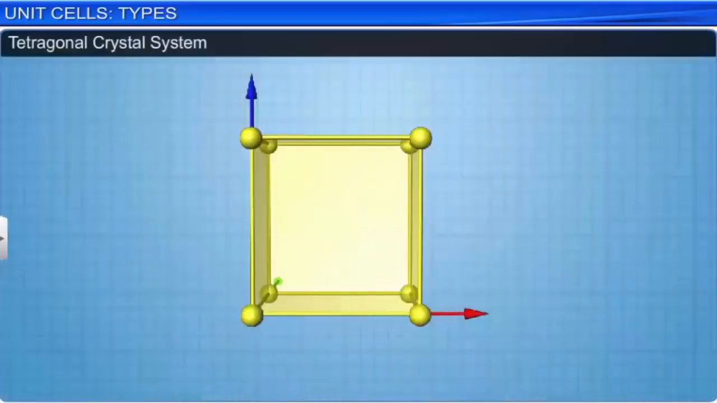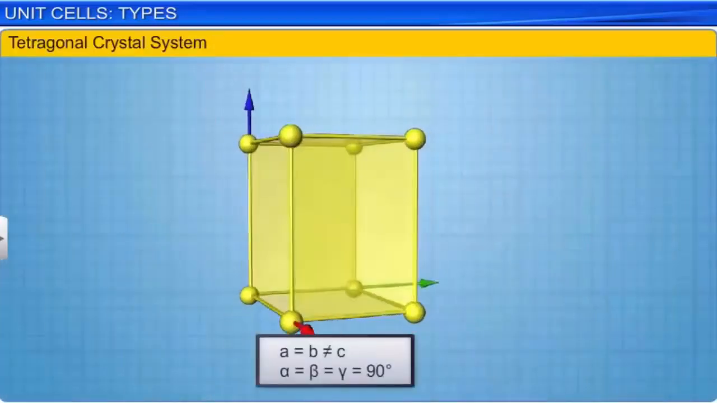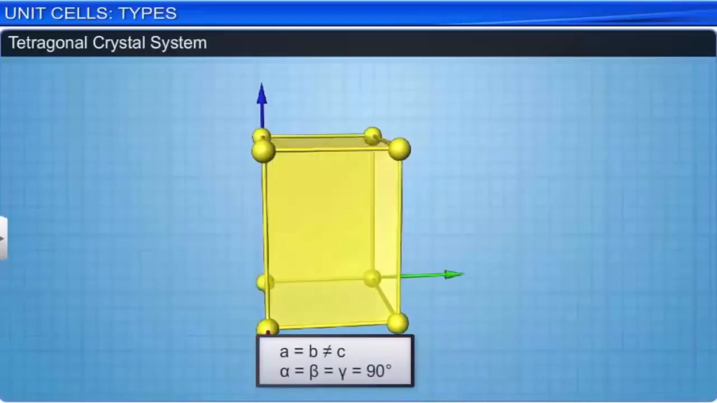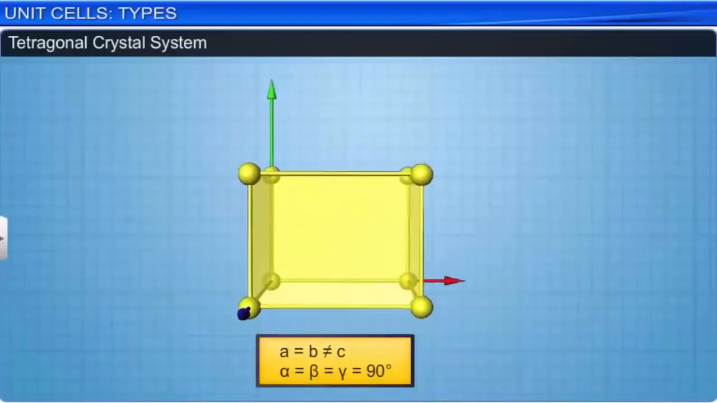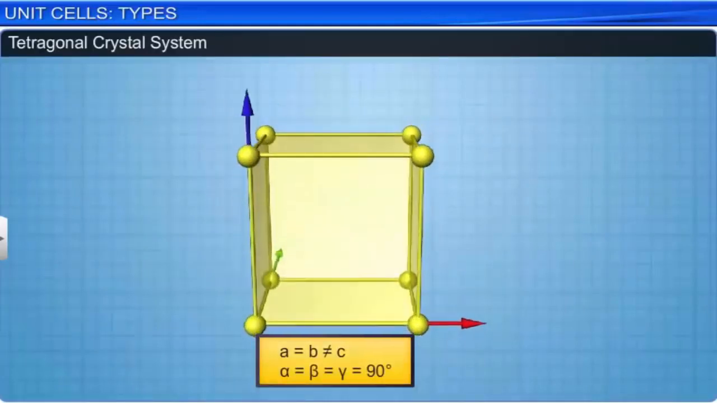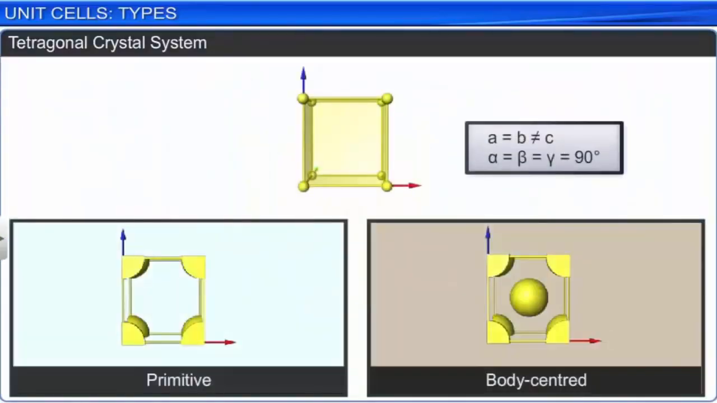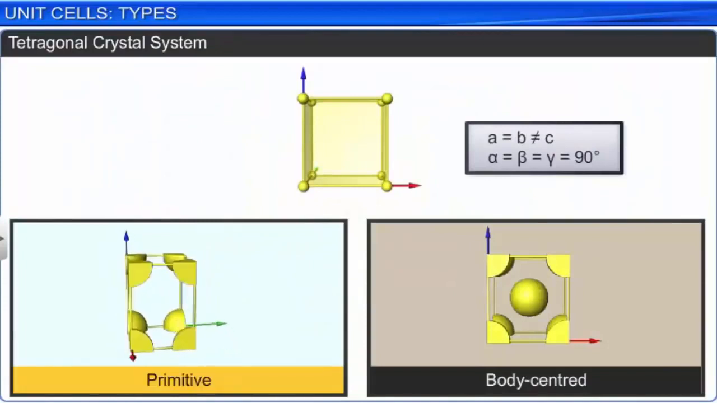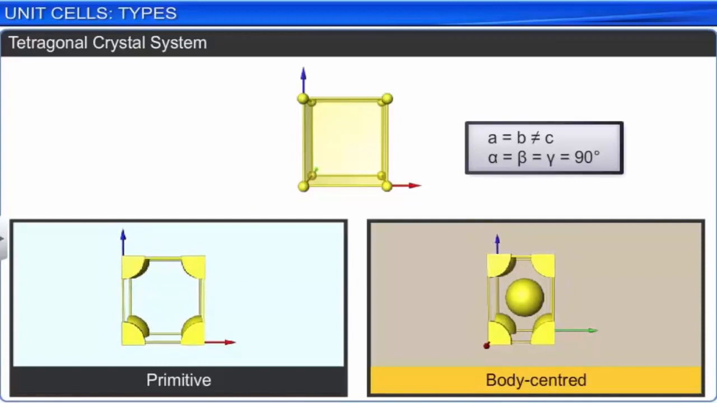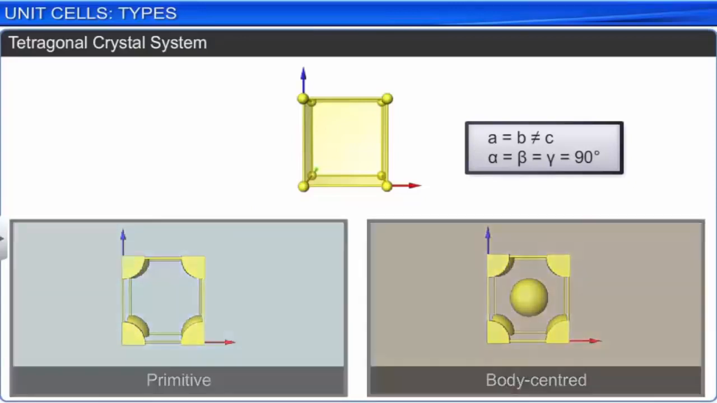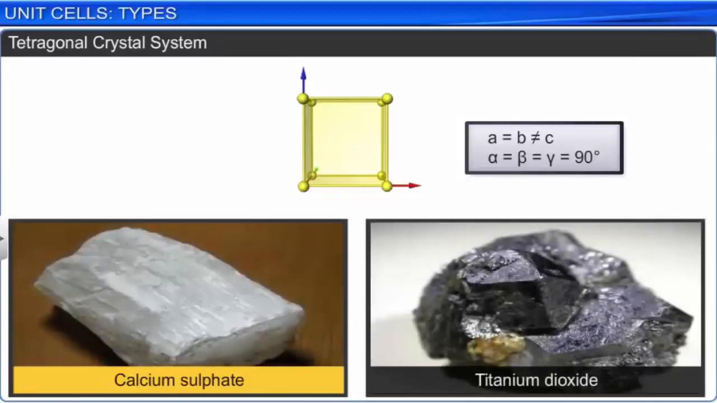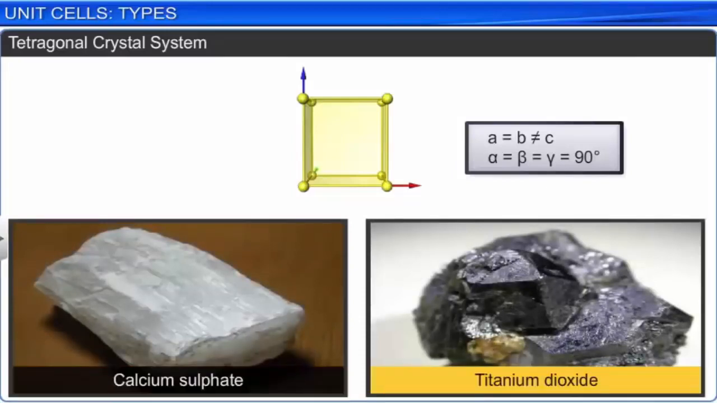In a tetragonal crystal system, the three axes are at right angles to each other, but only two are equal. The possible lattices are primitive and body-centered. Calcium sulfate and titanium dioxide are examples of this type of crystal structure.